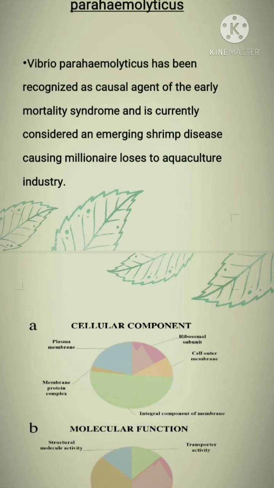Functional classification of V. parahaemolyticus. Vibrio parahaemolyticus has been recognized as a causal agent of early mortality syndrome and is currently considered an emerging shrimp disease causing millions of dollars in losses to the aquaculture industry.